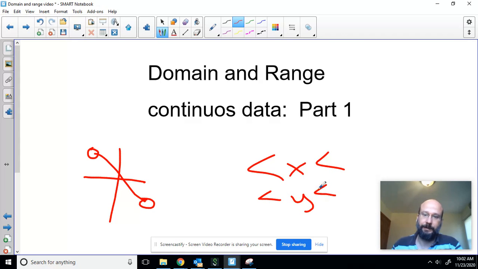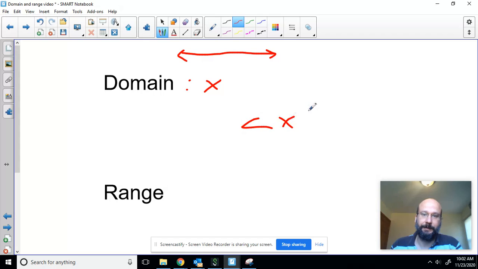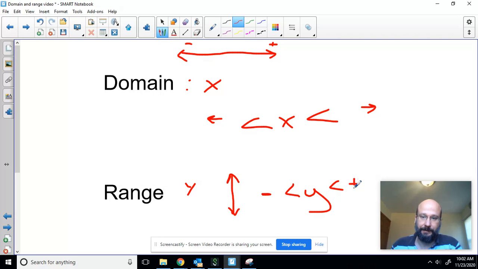Again, this is review, but I will go over the very beginning parts. Domain, remember, is your x. Your x on the graph goes left to right. When you graph your continuous data, this point over here is the furthest point to the left, and this point over here is the furthest point to the right, smallest to largest. Range is your y, and your range goes up and down. For your range, it's the lowest point to the highest point.